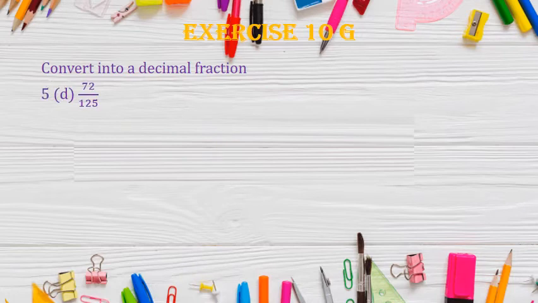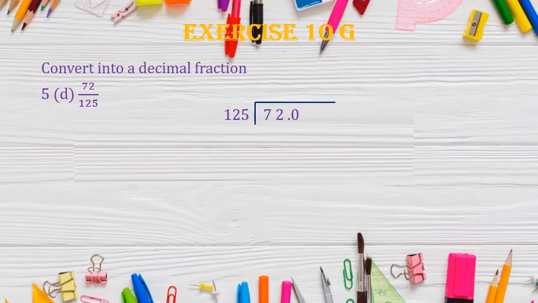Now, let's do the D part of question number 5. Here we have to divide. Here we have to change 72 by 125 into a decimal fraction. Now 72 by 125 can be written as 72 divided by 125. So let's divide 72 by 125. We will write 72 as 72.0.